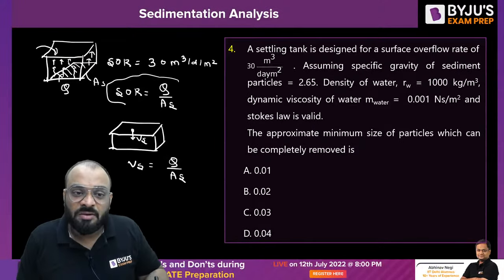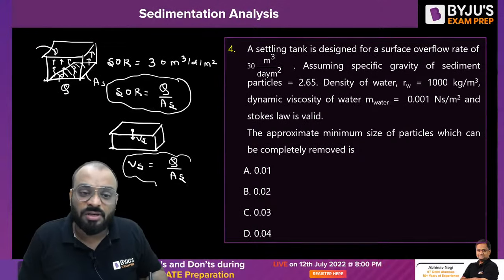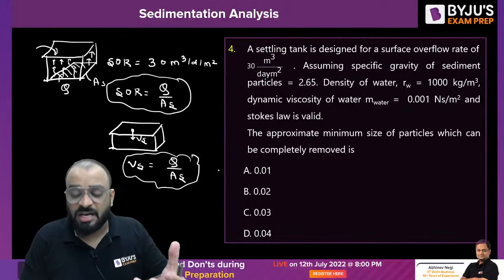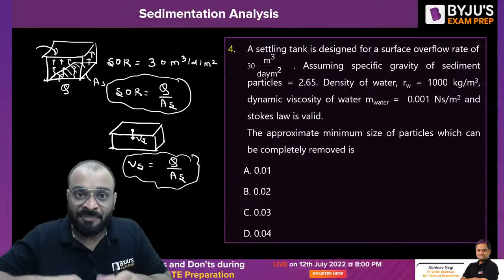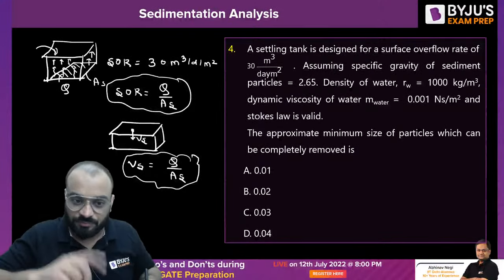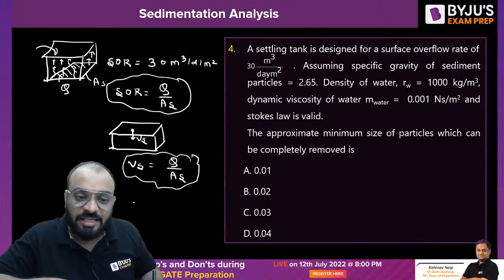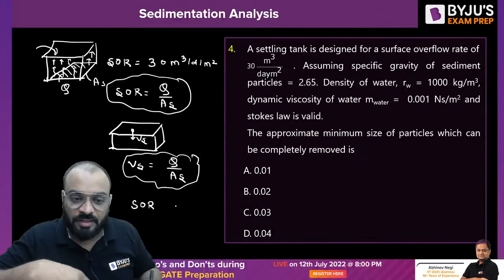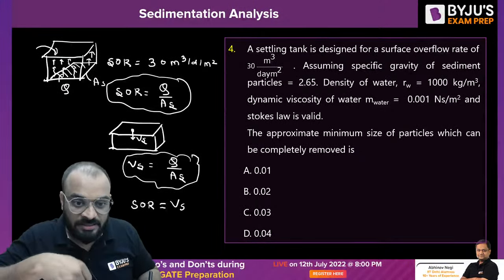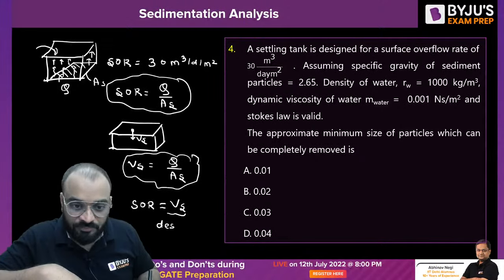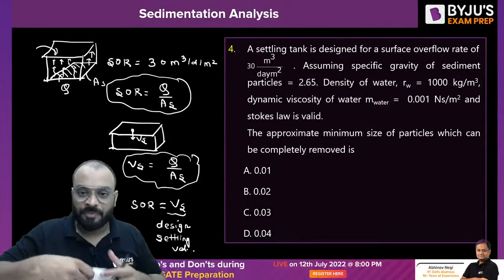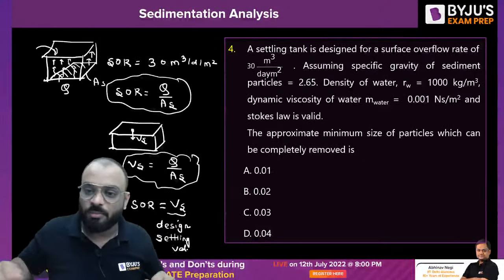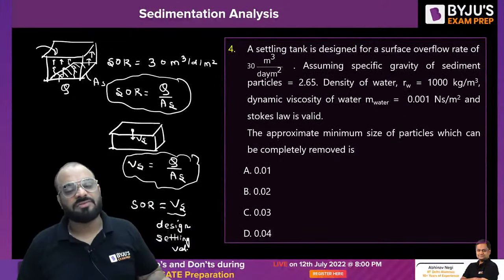You can see here, guys, both the formulas are the same, but the terminology is different. That means the definitions are different. So we can use the settling velocity or design settling velocity as surface overflow rate also. Please remember this point. If data is not given, then SOR can be considered as design settling velocity. Clear? Now guys, let's solve this particular problem to find out the size of particle, which is very simple.